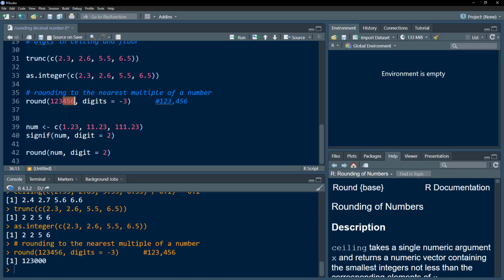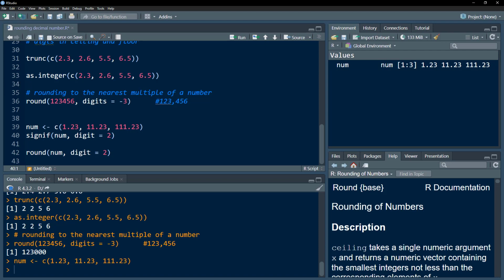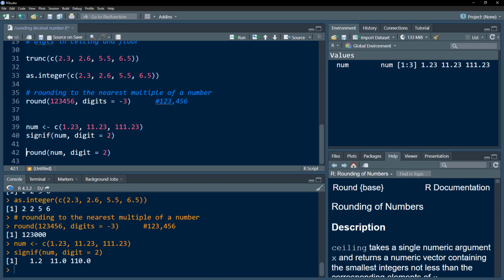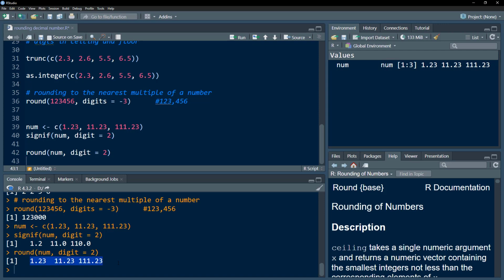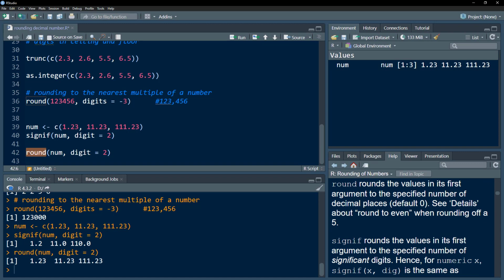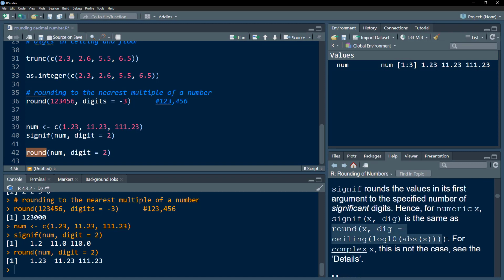integer, right? Okay, then let's say we have this vector which is called num, and if we want to have a significant number, then we would use the signif function, and it would round it to the nearest significant number. There is a specific formula that it uses to round it off to the significant number. What if we were to use the round, then it would round it differently. Signif is different than round, and if you go to the help menu, you can see what formula it uses to round it to the nearest significant number.